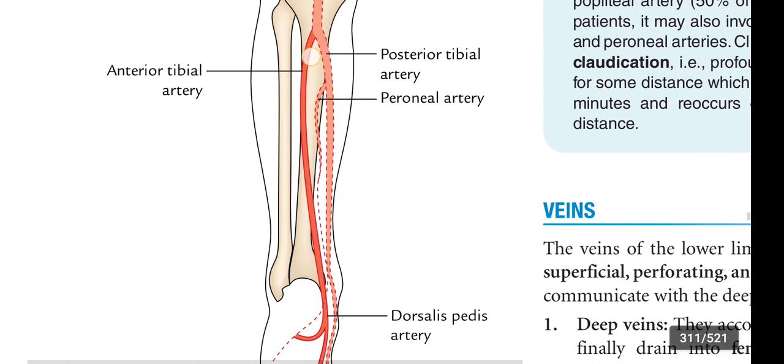This is the posterior tibial artery here. This is the ankle region, okay. I will also keep a video for the regions of the lower limb. This is the ankle region and behind the medial malleolus. Here the medial malleolus is present. Behind the medial malleolus, this posterior tibial artery divides into two arteries, the medial plantar artery and the lateral plantar artery, okay. This is the lateral one, this is the medial one, okay.